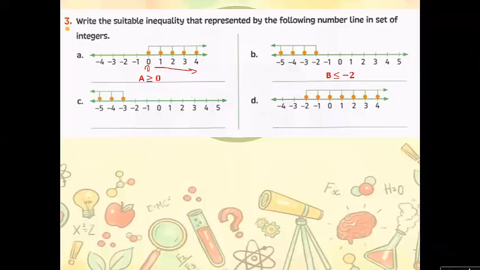Okay, letter C, start from -3. So C equals -3 or smaller than -3. Letter D, start from -2 and going to the right side. So D equals -2 or bigger than -2. Okay, let's take a look at this exercise to understand.